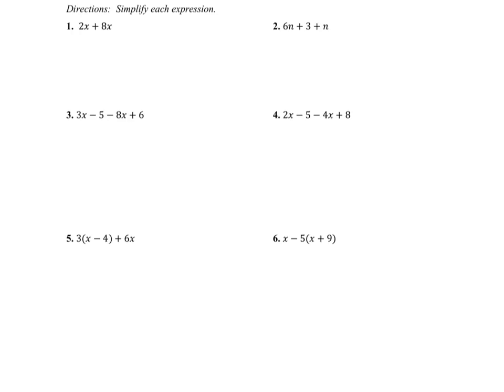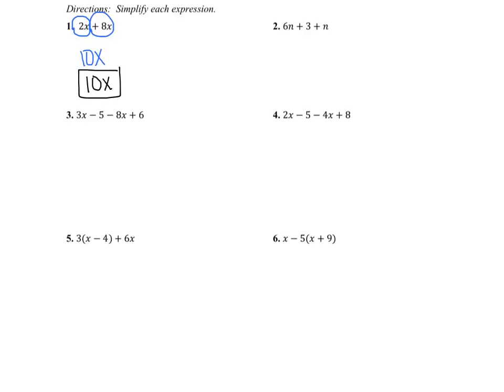So now let's look at some problems where we have to simplify each expression. Let's look at number 1, 2x plus 8x. So you first want to identify your like terms. So we have a positive 2x and a positive 8x. So now you're going to add them. 2x plus 8x gives us 10x. So our answer is going to be positive 10x. And that is your answer.